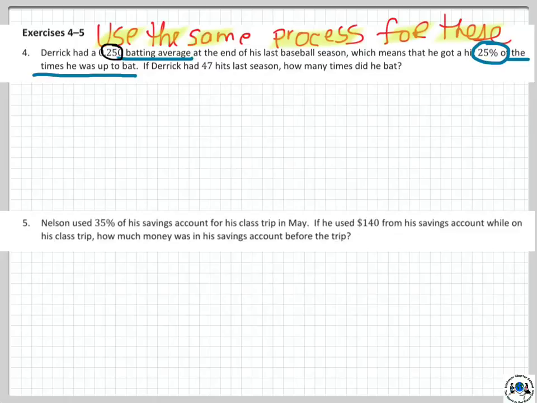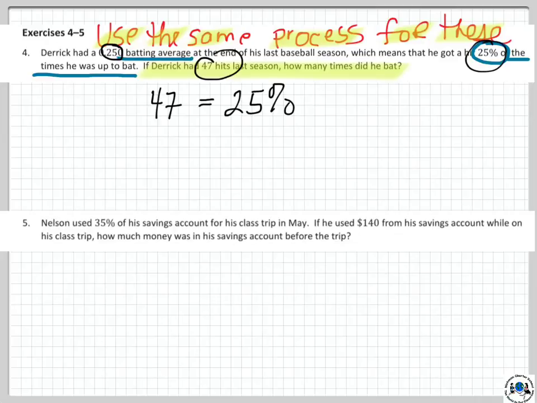So if Derek had 47 hits last season, how many times did he bat? And this is really neat, because what we see here is that we set up our little equation. What we're saying is that 47 hits is the same as 25%, because he had this .250 batting average, which means he got a hit 25% of the time, and the hits he got were 47. So 47 equals 25%.